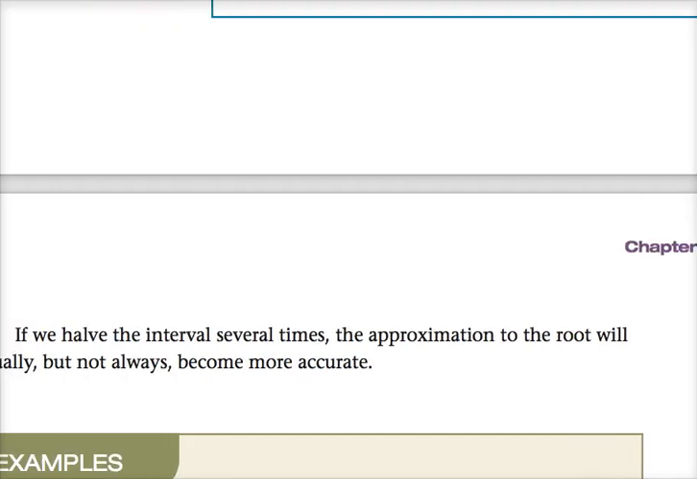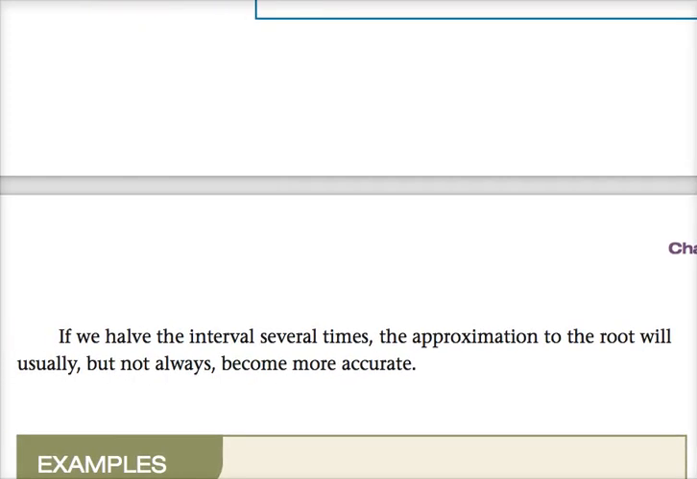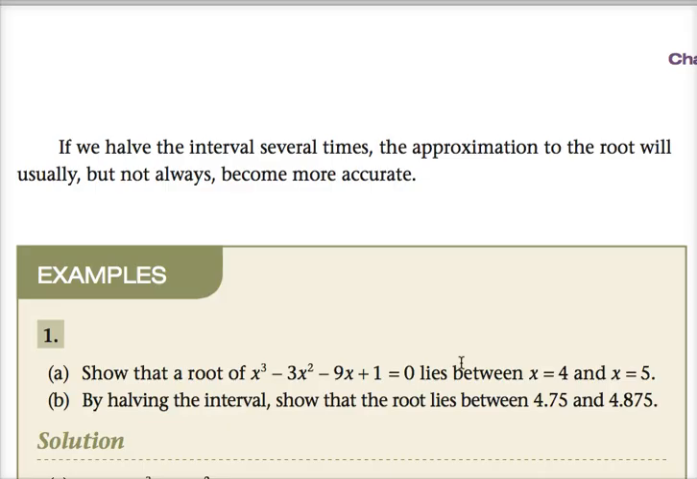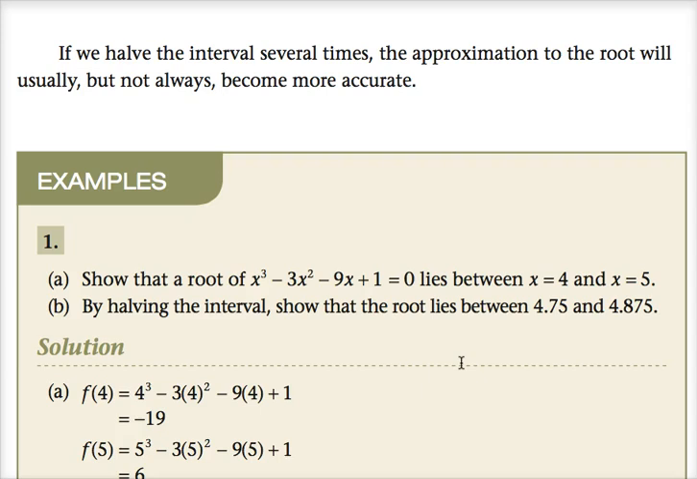Now, girls, sometimes you don't halve the interval just once. You might have to halve it 2 or 3 times because they might want you to find the root to 1 decimal place or accurate to 2 decimal places. So you may need to do this process more than once, okay? If we halve the interval several times, the approximation to the root will usually, but not always, be more accurate. It depends if you're moving towards the root or away from it. I'm sure there will be a question that we will do where our root will end up being less accurate.